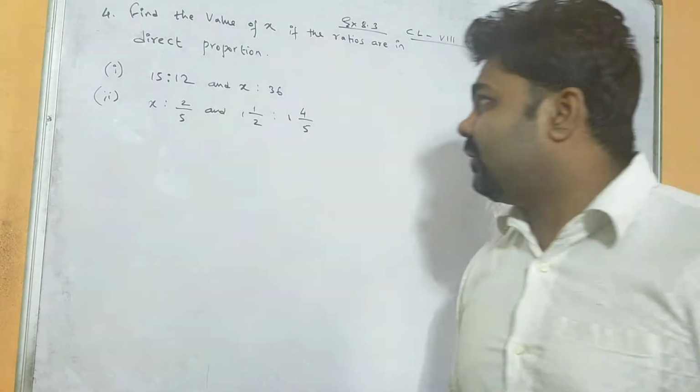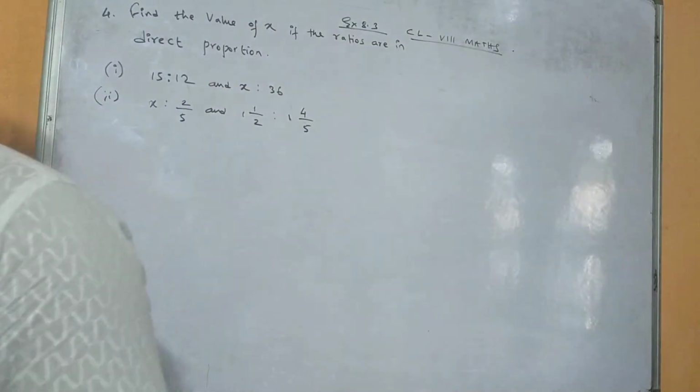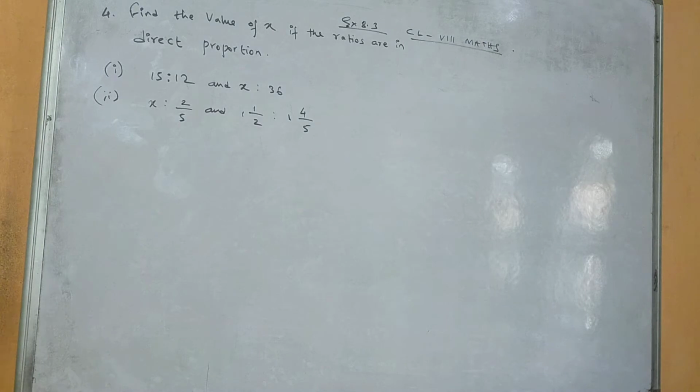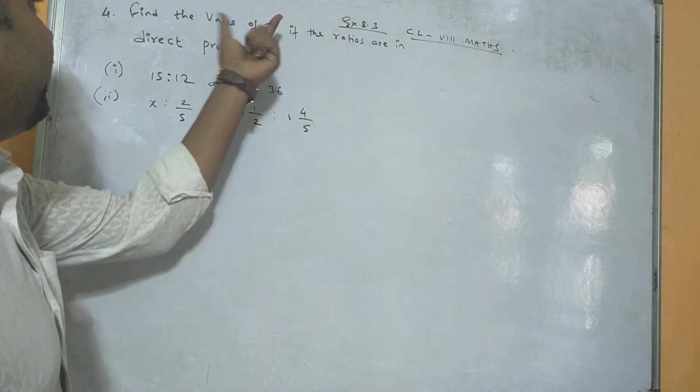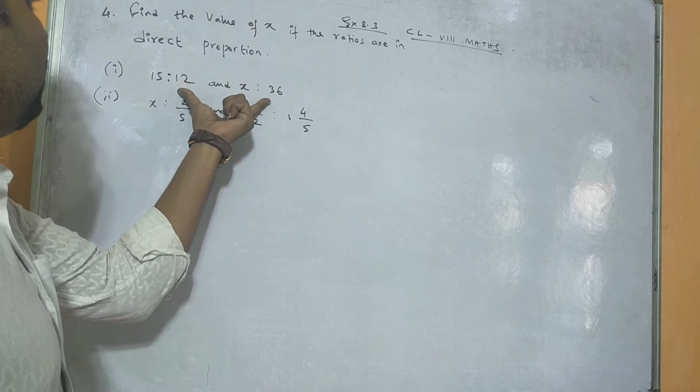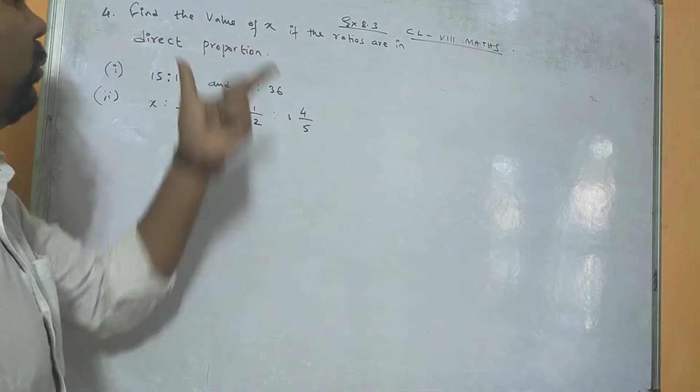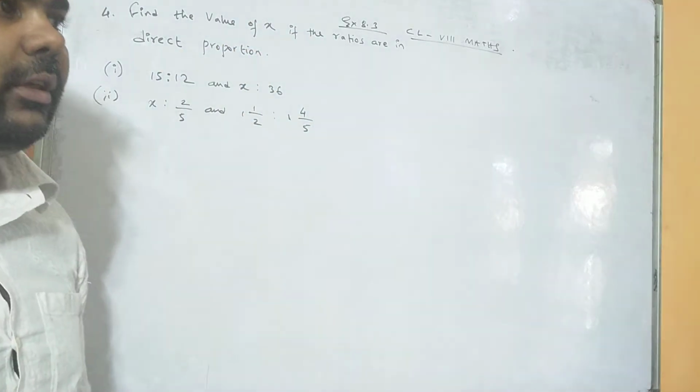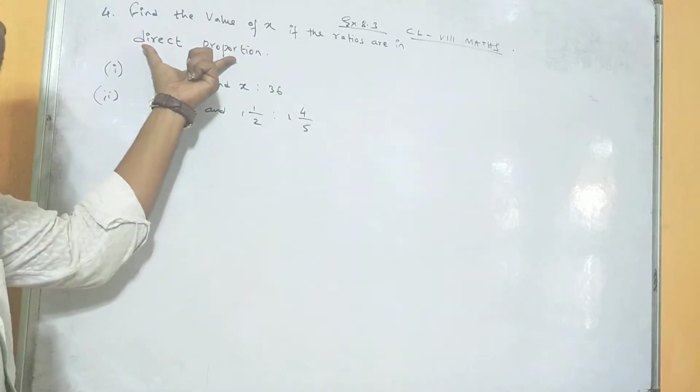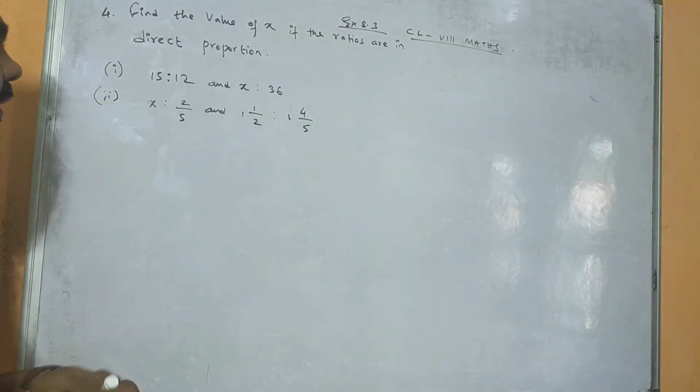Find the value of x if the ratios are in direct proportion. That you see on the board, there are two questions. First, 15 is to 12 and x is to 36. Find the value of x, and these ratios are in direct proportion. Okay, so as the question is saying that they are in direct proportion, so what will be the value of x? Let's see.